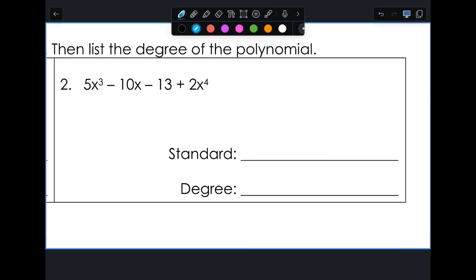Number 2. What is the highest exponent in the expression? The term with the highest exponent is 2x to the power of 4. Then what would come next? 5x cubed. Is it positive or negative? So we connect it with the plus sign. What comes next? Minus 10x. And then? Minus 13. Now, the degree is my highest exponent, which is 4.